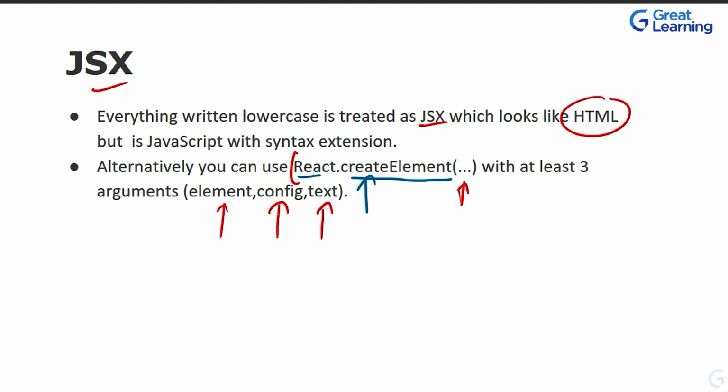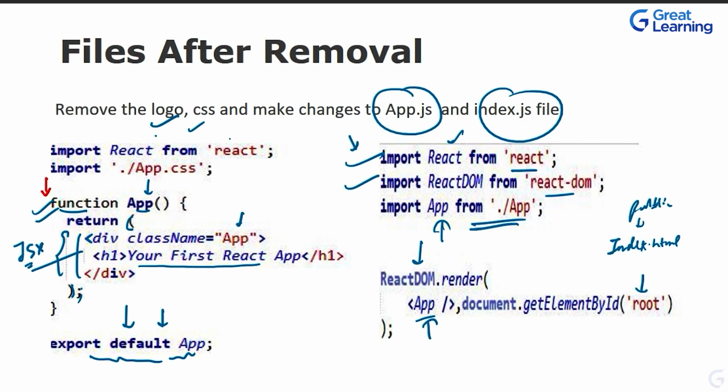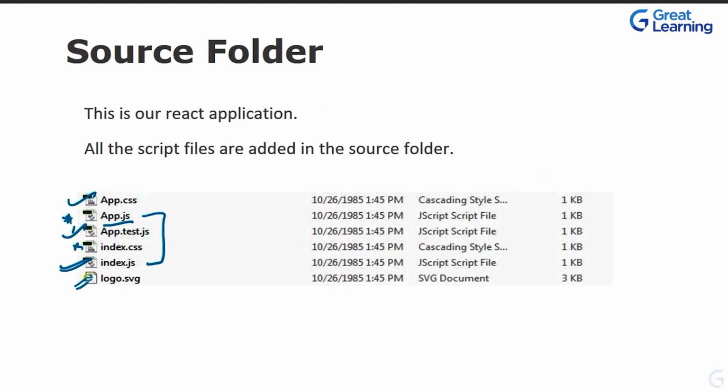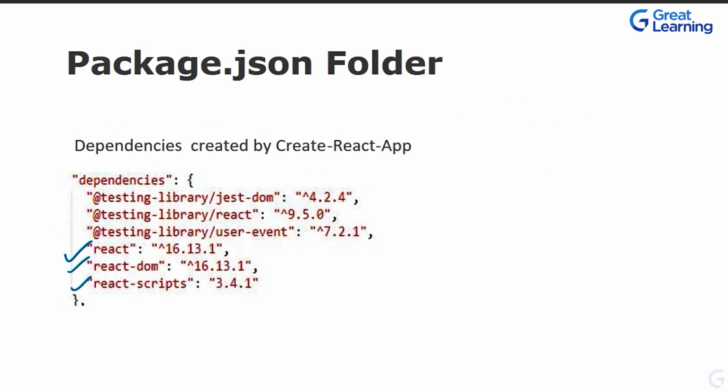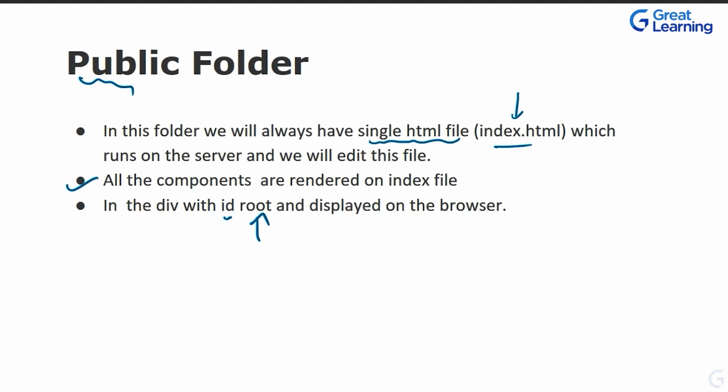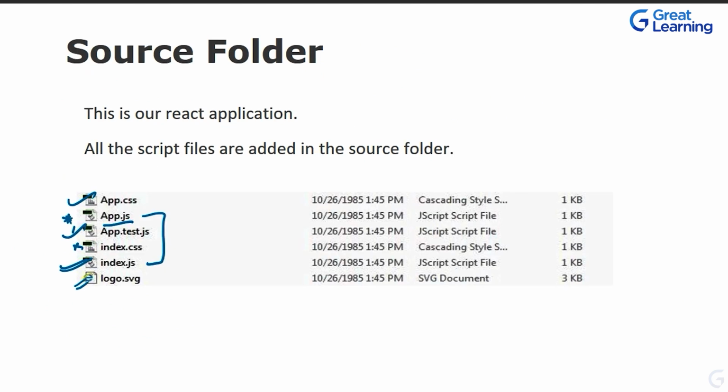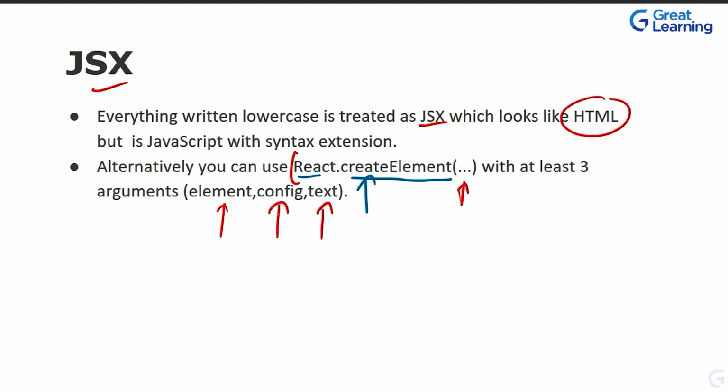We created our functional component app. We rendered it with the help of the index.js file. We rendered it, right? And then finally we rendered it on the index.html, which was the file wherein we had that root which was present in the public folder. Okay, so this is how you create. This is the basics of React.